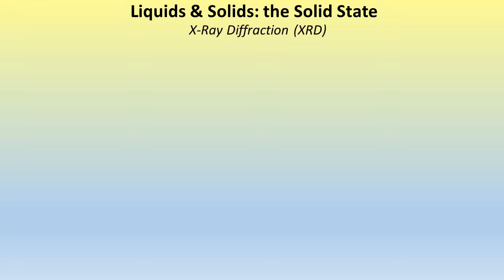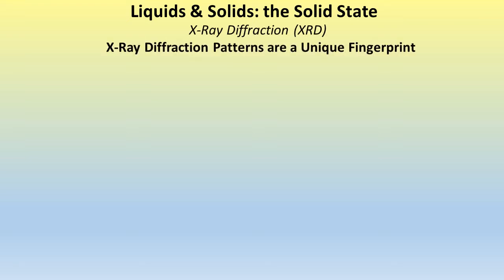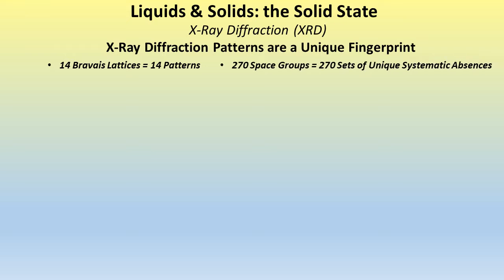So it turns out in X-ray diffraction that each diffraction pattern is a unique fingerprint. There are 7 shapes and 14 Bravais lattices, meaning there are only 14 possible X-ray patterns. 270 space groups produce 270 sets of unique systematic absences, giving you 270 sets of possible patterns.